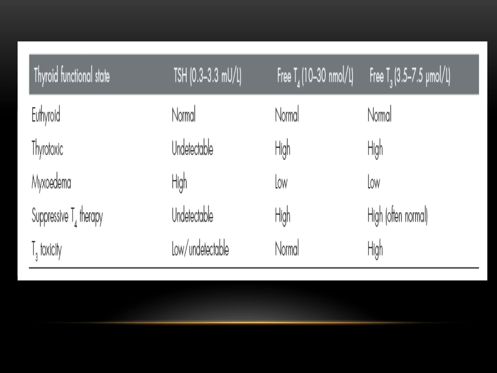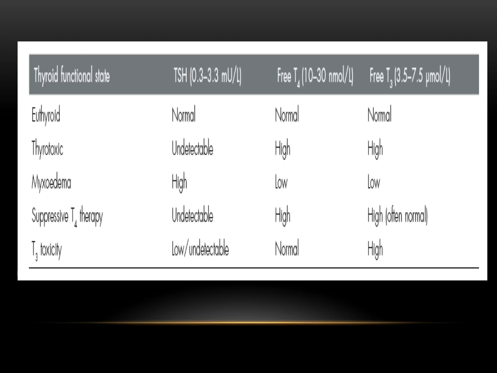This diagram shows the thyroid function test according to the certain conditions of thyroid disease. If the patient has a euthyroid state, the TSH will be normal, free T4 normal, free T3 normal. In thyrotoxicosis, TSH will be undetectable and T3, T4 will be high. In myxedema, which is a type of hypothyroidism, the TSH will be high, T3 and T4 will be low.